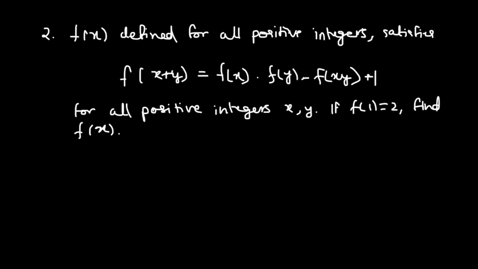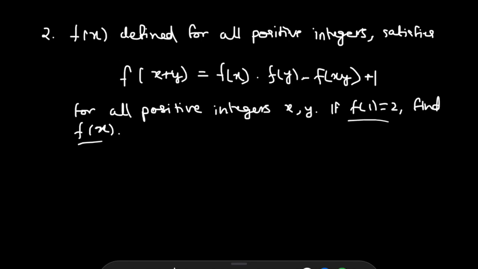a functional equation. But many times we want to find a specific function, like f of x, when we're given a functional equation like this one. So we have f of x is defined for all positive integers, and we have f of x plus y equals f of x times f of y minus f of xy plus 1. So we're given that f of 1 equals 2, and we want to find f of x.